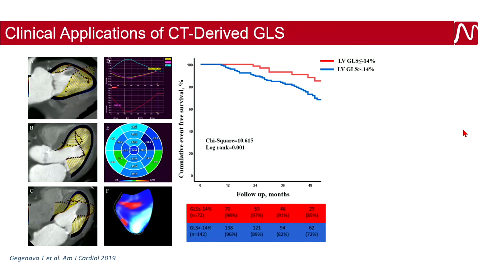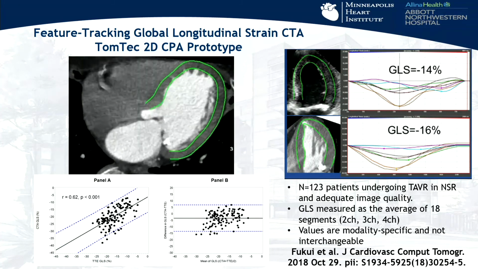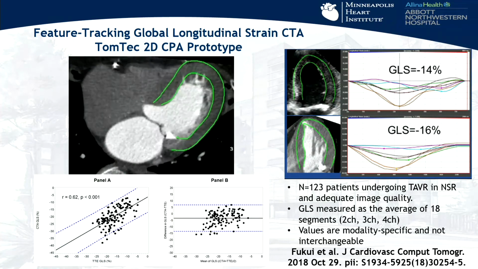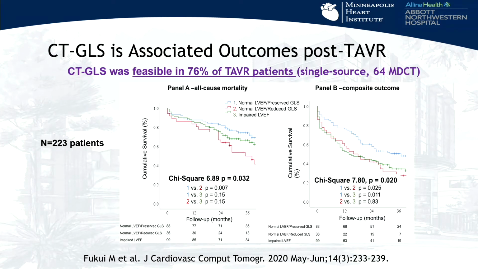And that's why CT strain, when we see now prognosis coming from the group also from Leiden, and also from our group showing in this prototype, using a 64 single slice CT scanner, a good correlation between echo and CT, and outcomes as well. This is using single source 64, and you can see that the outcomes were dictated not by the ejection fraction, but rather by the strain.